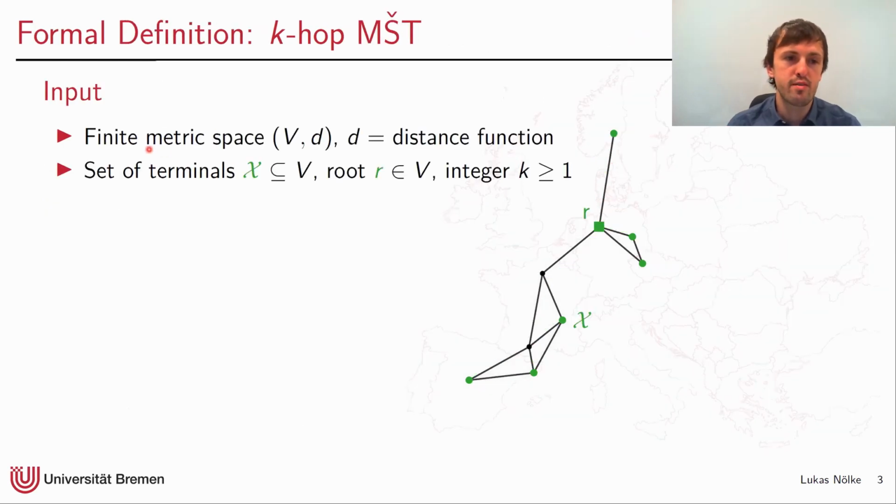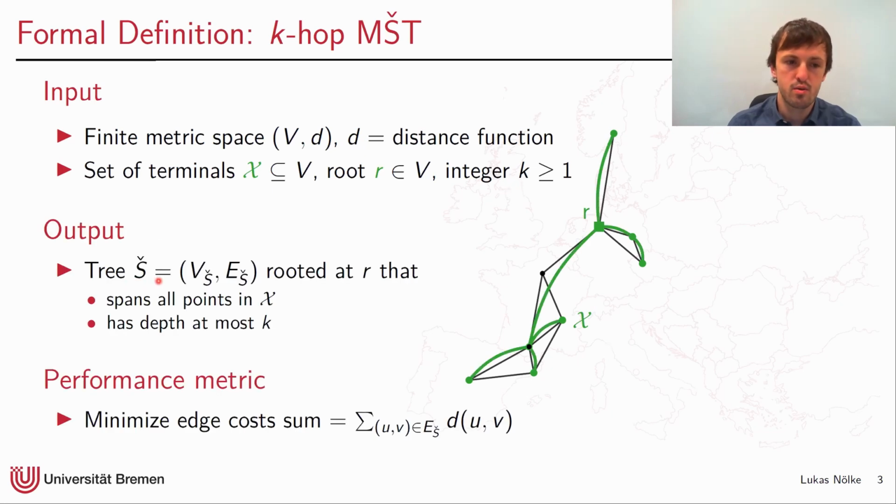So as an input, we are given a finite metric space, which is a set of nodes V and a distance function d. And we are also given a set of terminals and a root r. And of course, we are given an integer k, which is our hop constraint. Then we want to compute a Steiner tree S with node set V_S and an edge set E_S, which has a root r, so that it spans all terminals and so that the depth of it is at most k. And we want to find such a tree such that the edge cost is minimum. So we sum over all edges and sum the cost and minimize this quantity.